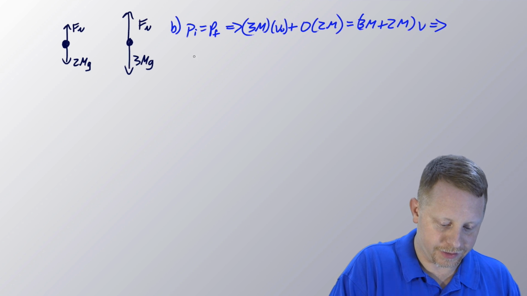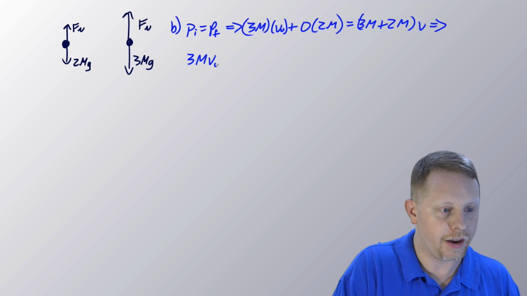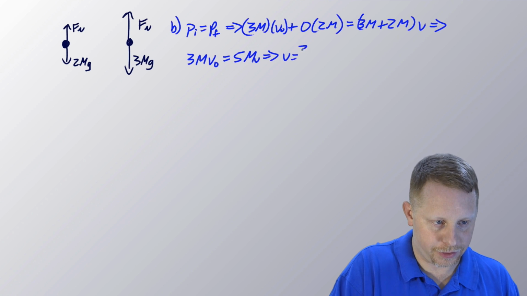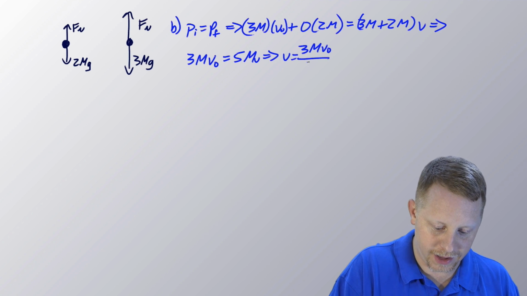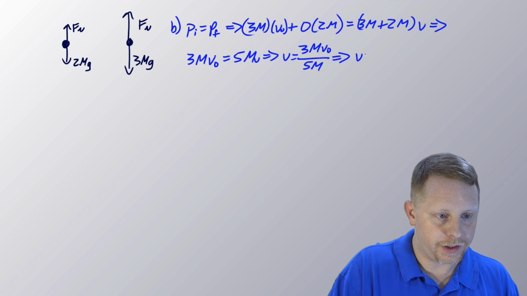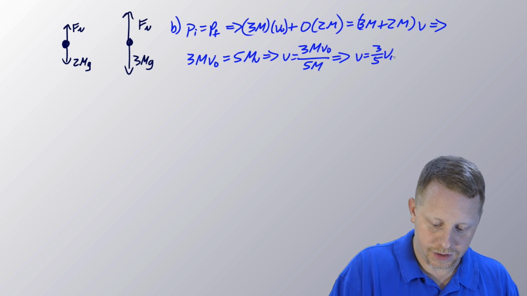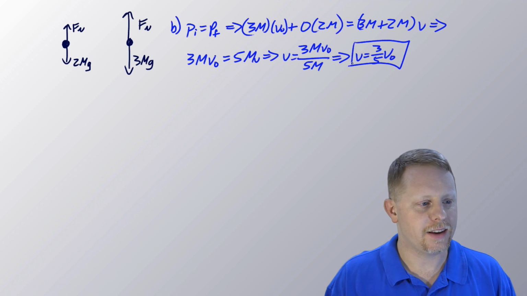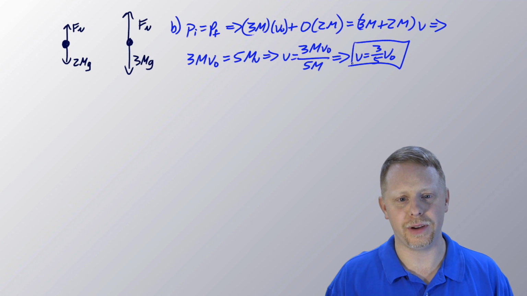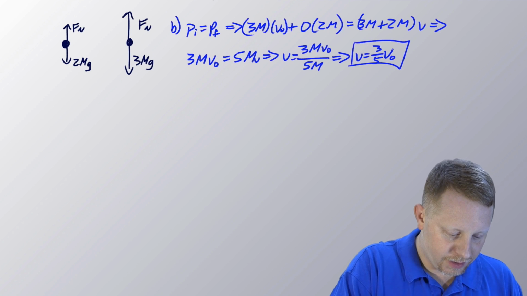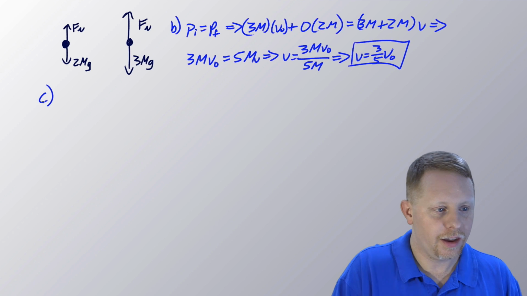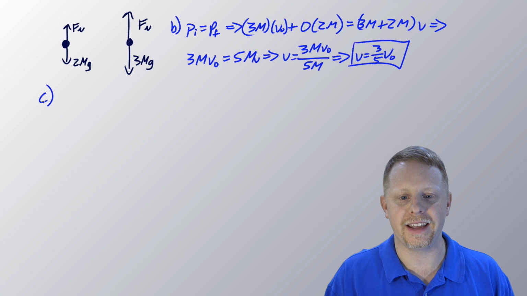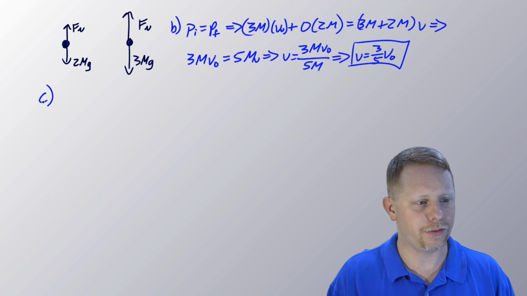Which implies then, on the left-hand side, we have 3m v0 equals 5m v. Therefore, v equals 3m v0 over 5m. Therefore, v equals 3/5 of v0, or v initial. So that covers us for part B. Again, another fairly straightforward problem. For part C, we're now asked, determine an expression for the kinetic energy of the two-block system immediately after the collision. Again, it looks like another straightforward question.